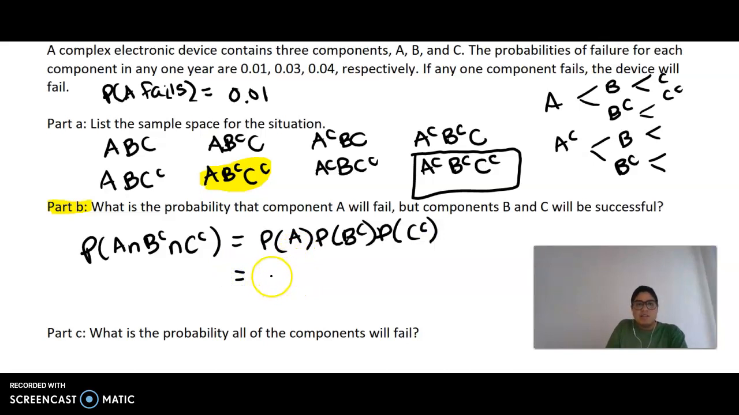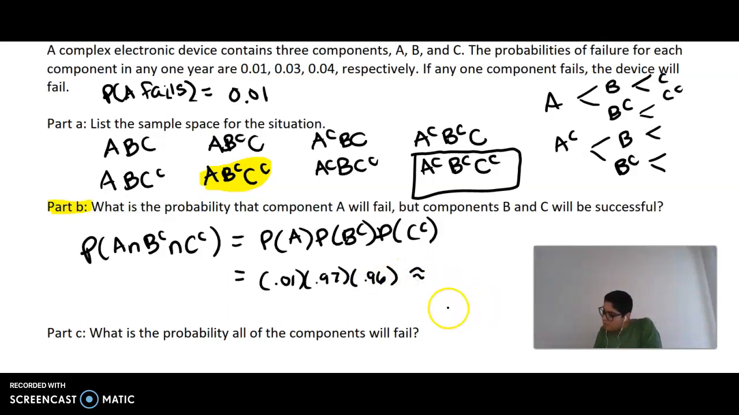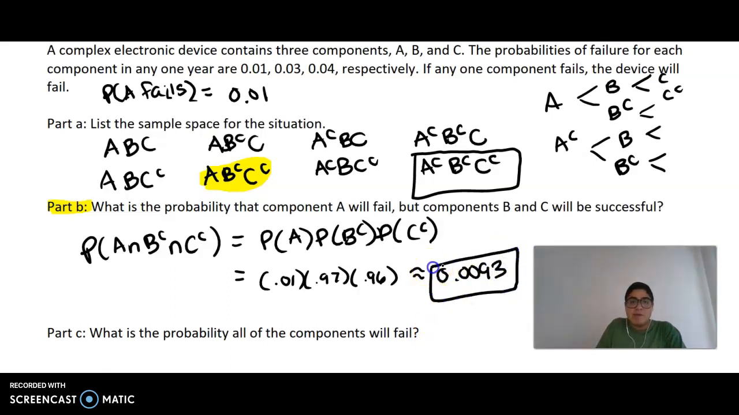P of A was 0.01. B being successful is the complement, so that'll be 0.97, and C being successful is the complement there. So this is going to be roughly about point something. I thought I wrote this down on my notes here, y'all. I'm struggling. Looks like 0.0093. Very small probability, but a probability nonetheless.